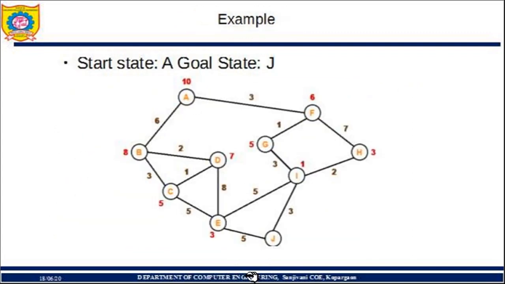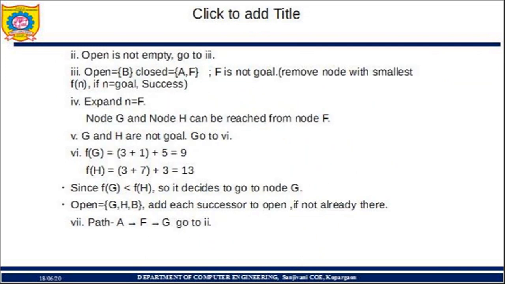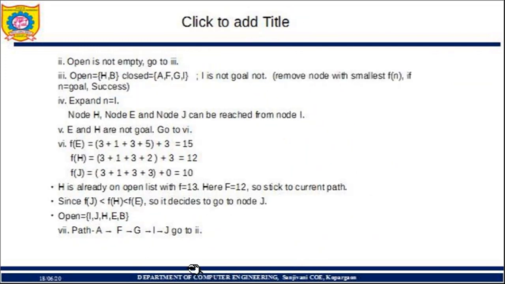Check the diagram over here. What are the children of I? E, J, and I is also connected to H. So E, J and H.